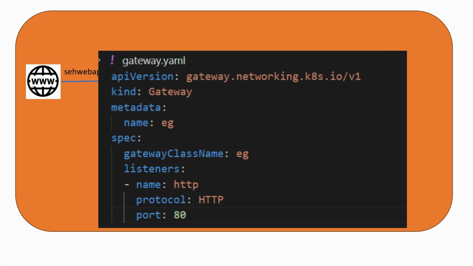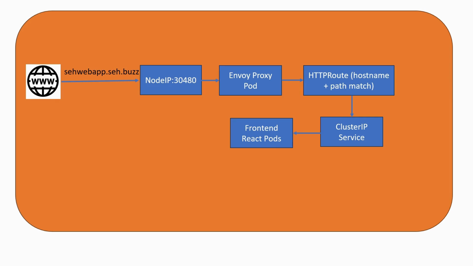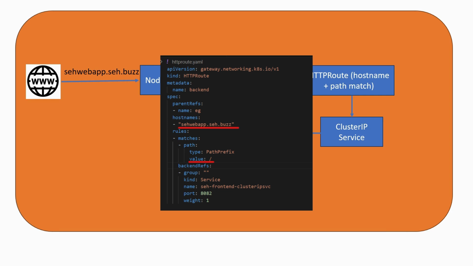Once the request hits node IP and this port number, it is forwarded to the Envoy load balancer service created by Gateway API. From there, the request goes into the Envoy proxy pod. This Envoy proxy pod is acting like a reverse proxy and a load balancer. It is the main entry point for all external traffic. Now inside Envoy, the request is evaluated using the HTTPRoute configuration. Here Envoy checks two main things, the hostname and the path. Hostname here is shwebapp.sch.buzz and the path we mentioned is /.